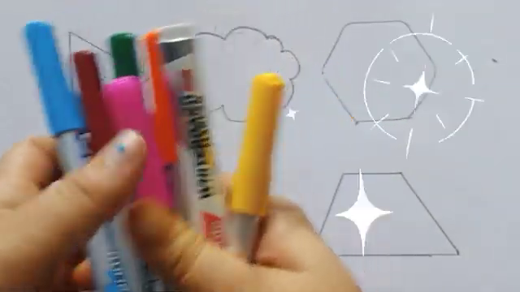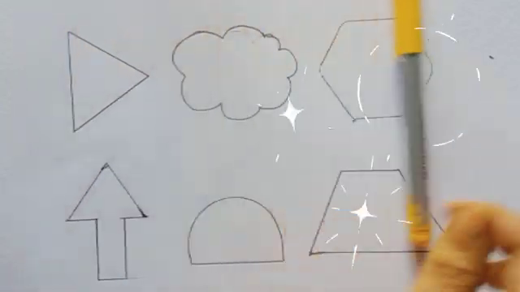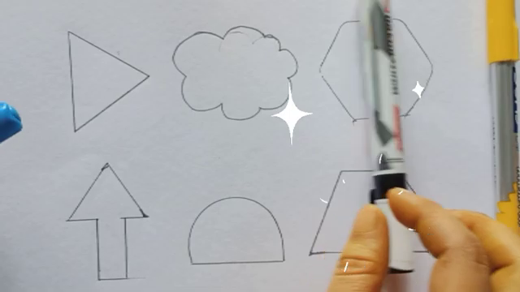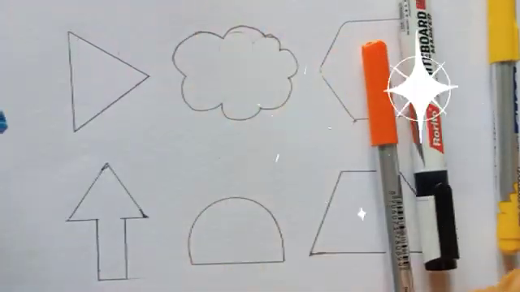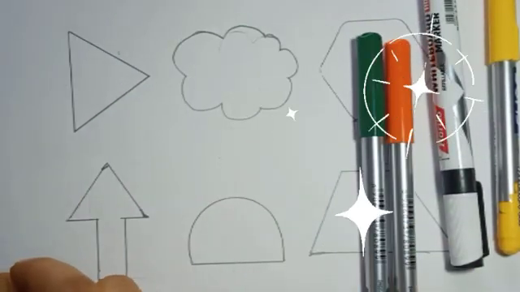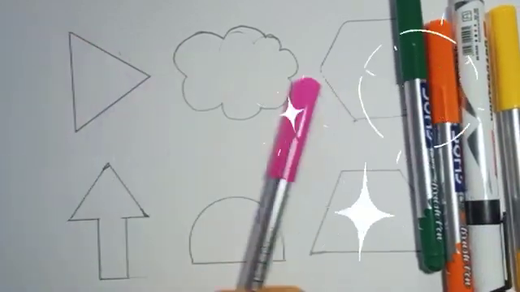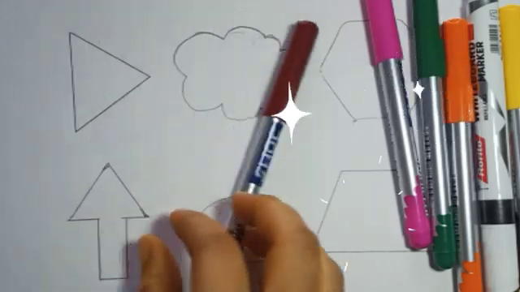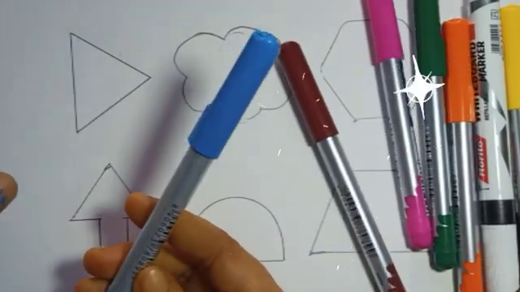Let's learn some colors. This color yellow. This is black color. This one orange color. This is green color. This one pink color. This is brown color and this one blue color.